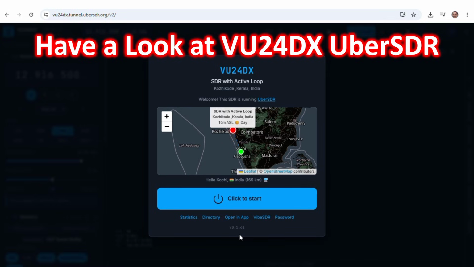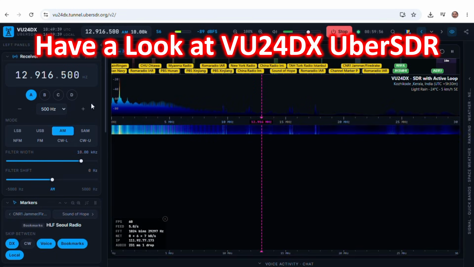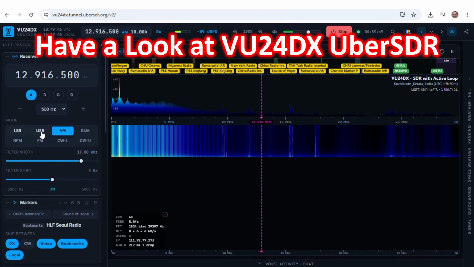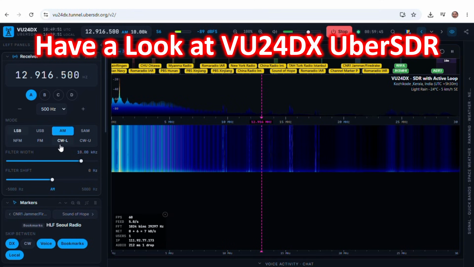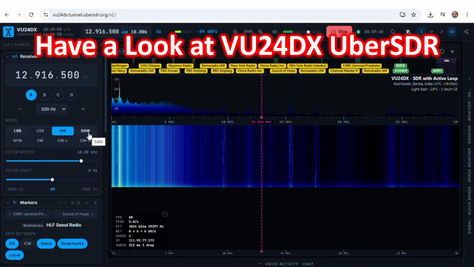This is version 1.61, or rather 0.1. I have switched it on, and this is the frequency displayed here, and the mode here is AM now. There are other modes: USB, LSB, narrowband FM, FM, CWL, CWU. I don't know what SAM is. I'll have to find it out.